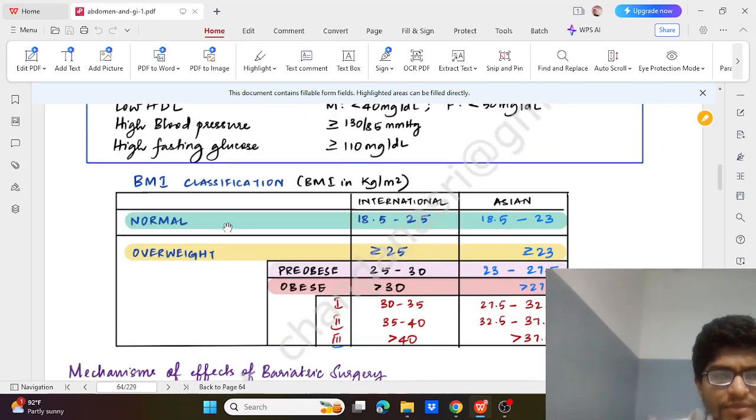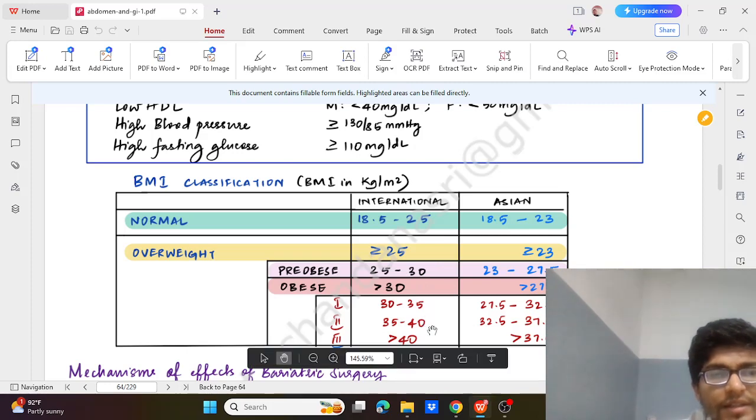Then coming to BMI classification. In international, normal is 18.5 to 25. More than 25 is overweight, 25 to 30 is pre-obese, more than 30 is obese: 30 to 35 is class 1 obese, 35 to 40 class 2 obese, and more than 40 is class 3 obese.